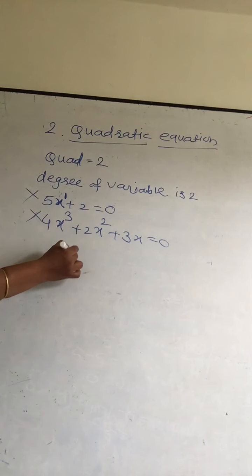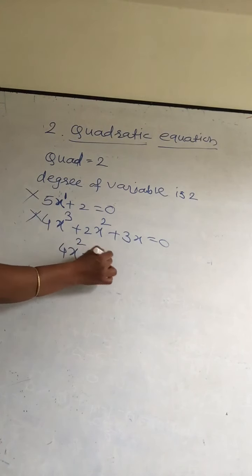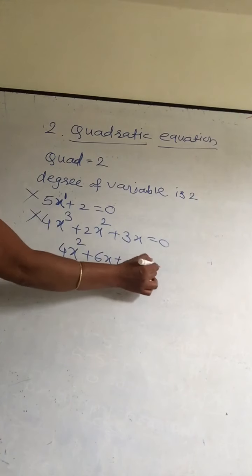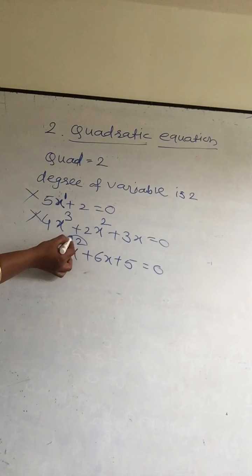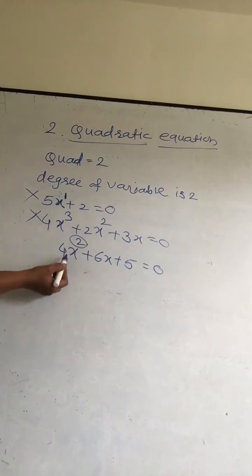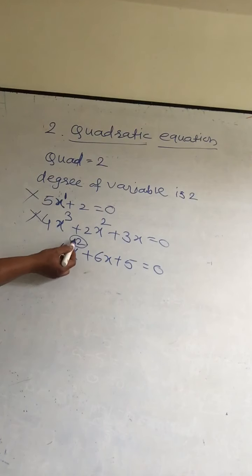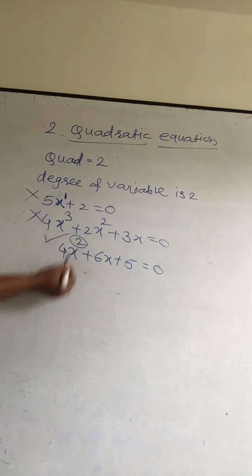So, 4x square plus 6x plus 5 is equal to 0. In this equation, the degree of variable is 2. Degree of equation is 2. That is, the most power of the variable is only 2. Therefore, this is the quadratic equation.